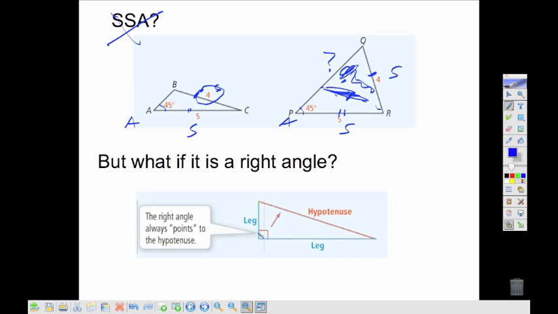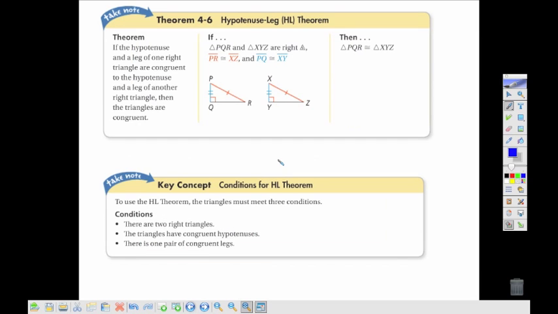Now a little vocabulary: the hypotenuse, remember, is across from the right angle. The other sides will be the legs of your right triangle. So with our hypotenuse leg theorem, we'll be looking at the angles here. We must have a right angle. We look at the hypotenuse, and they are the same. And then we have one pair of legs that are the same. Now these things could be turned in different directions, but as long as we have a pair of legs the same and the hypotenuse the same, and it's a hypotenuse because we have a right angle, then those triangles will be congruent.